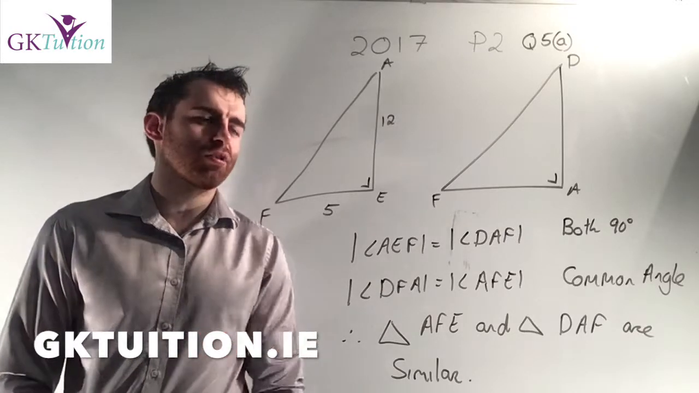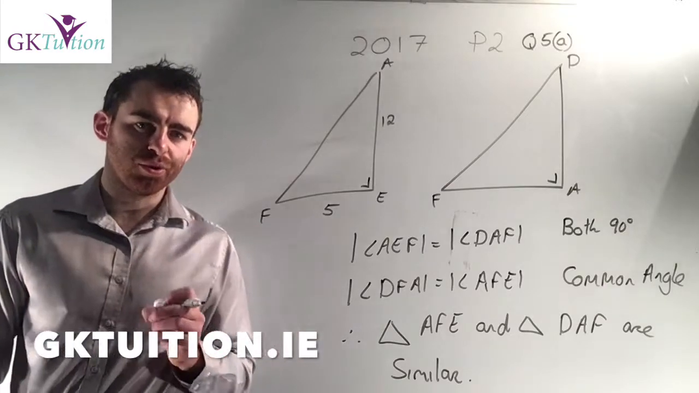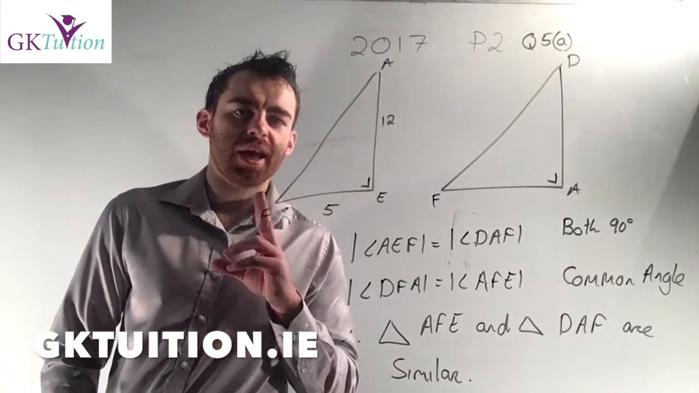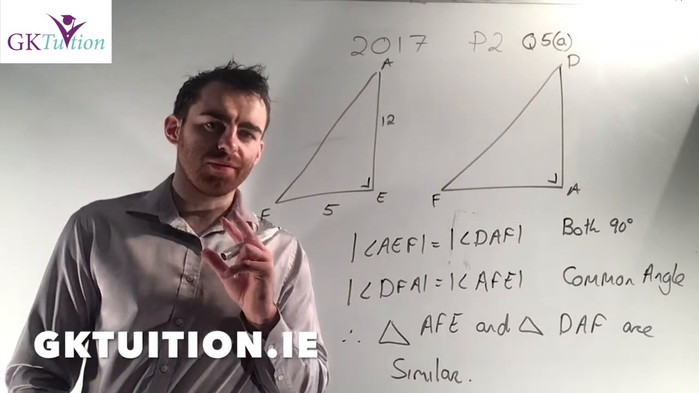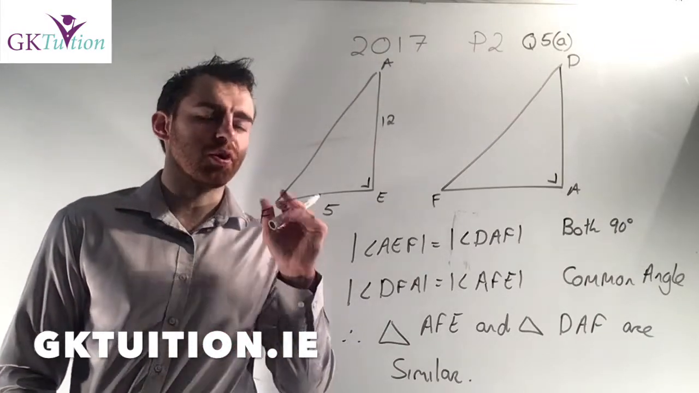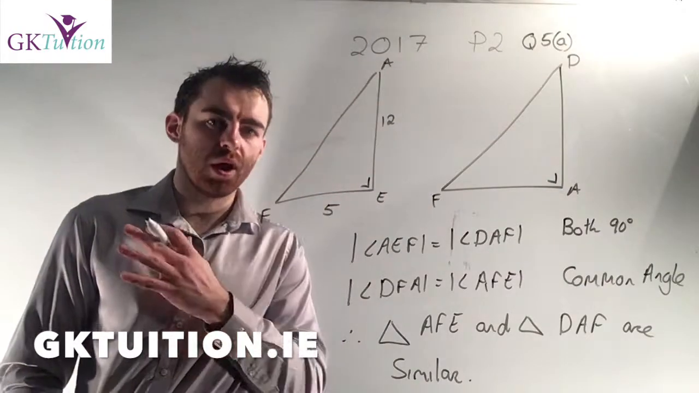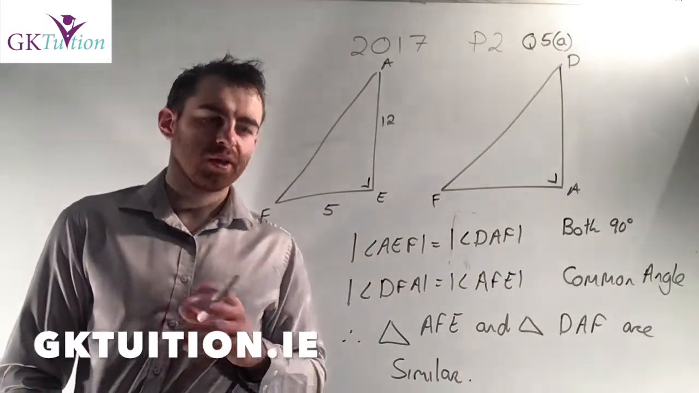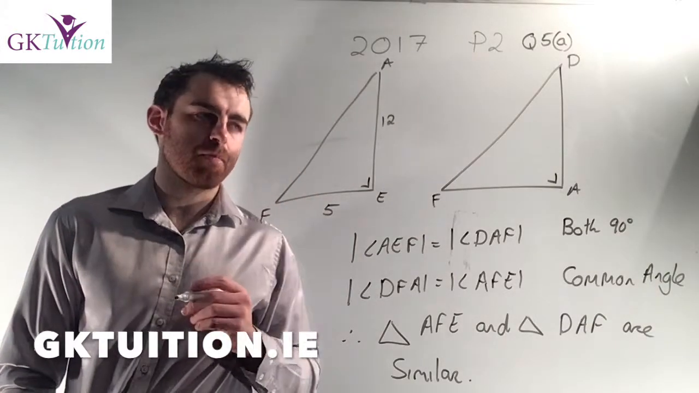Similar triangles are triangles where all the angles are the same. In order to prove that two triangles are similar, you have to prove they have at least two angles in common. Because if you can prove they have two angles in common, then the third set of angles has to be the same, because the three angles in a triangle will always add up to 180 degrees. So once two of them are the same, the third one has to be the same.